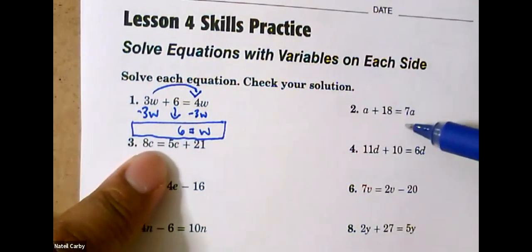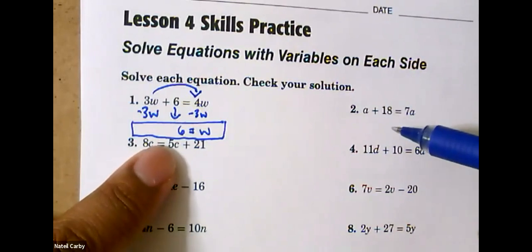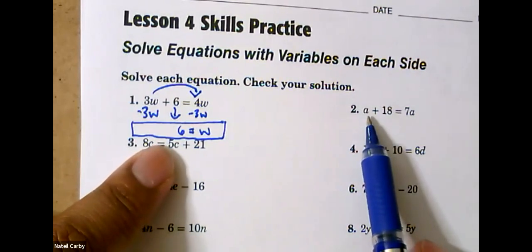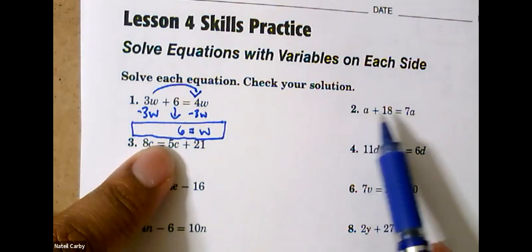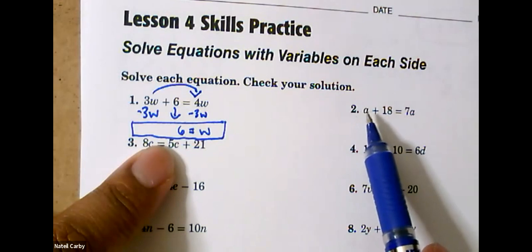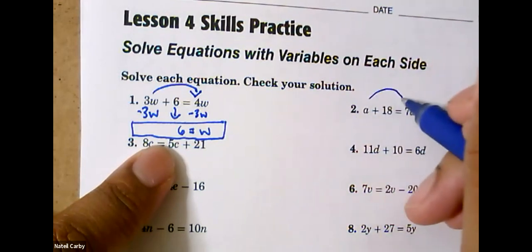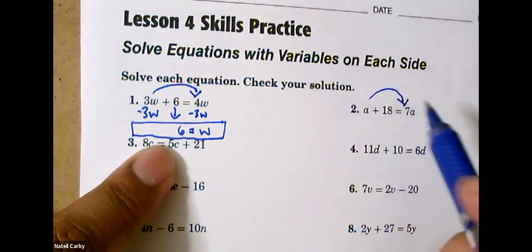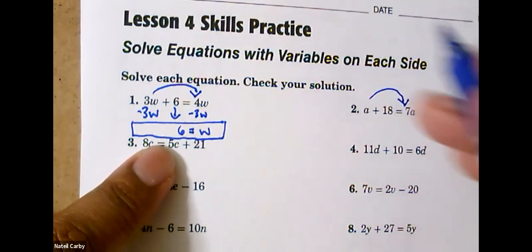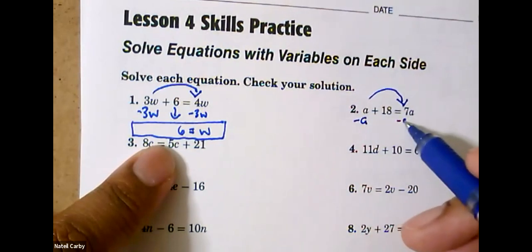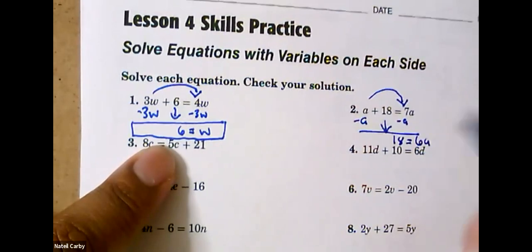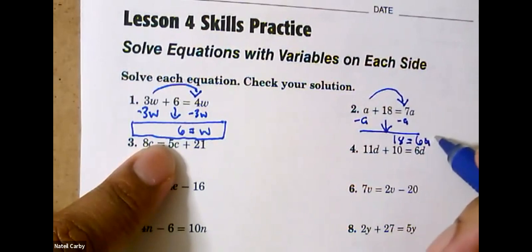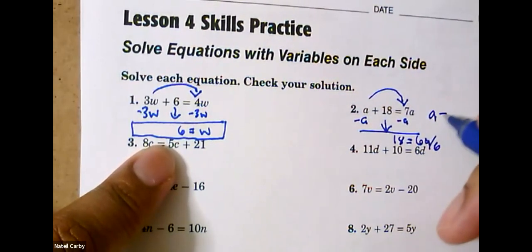You want to solve for the variable, so you're good. Let's move on. Number 2 is the same situation. We've got 1A and a 7A. Look at your variables, look at where they're at. Now I want to move my 1A over here to the side with the 7A. You don't have to do this, it just makes the work a lot easier for you. When you subtract the 1A, you get 18 is equal to 6A. Then you divide by 6, so A is equal to 3.